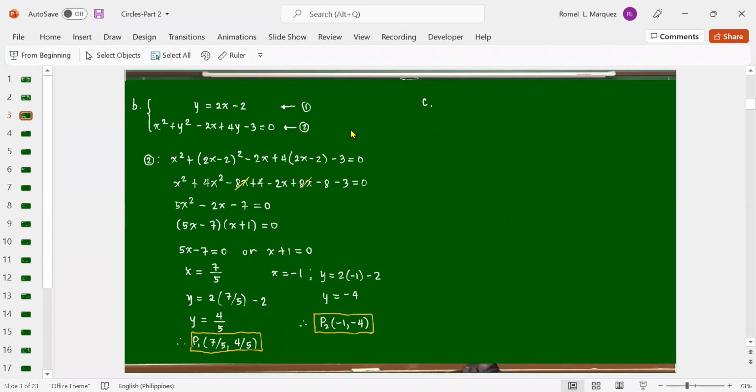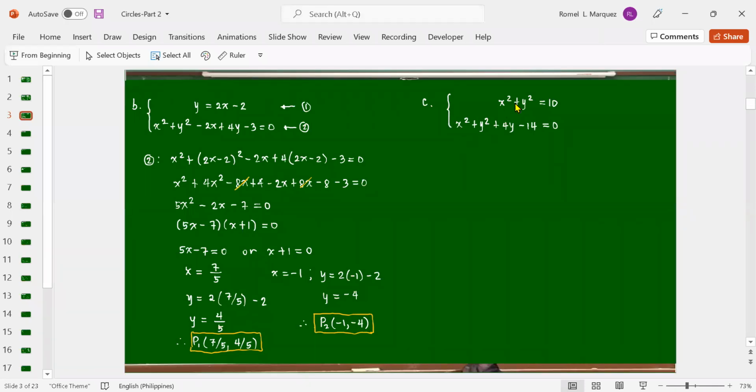Let us have letter C. For letter C, we have the following curves, and the two curves are both circles. Okay, so let's call this equation 1, and this one equation 2. Now, to solve for x and y, let's eliminate the quadratic terms by getting the difference. X squared minus x squared, that is 0. Y squared minus y squared, that is 0. 0 minus 4y, that is negative 4y. Then we have 0 minus negative 14, that is 0 plus 14. And this is equal to 10. Okay?